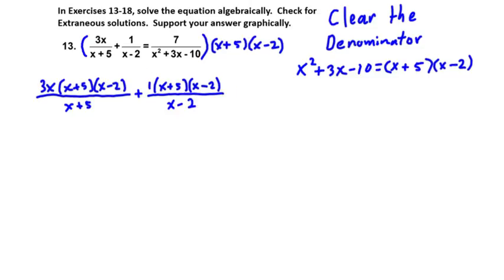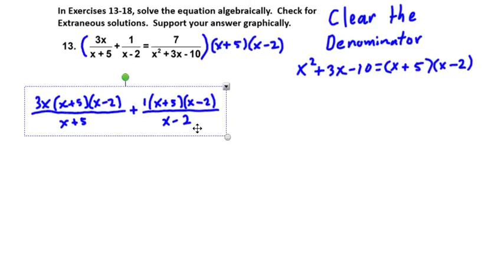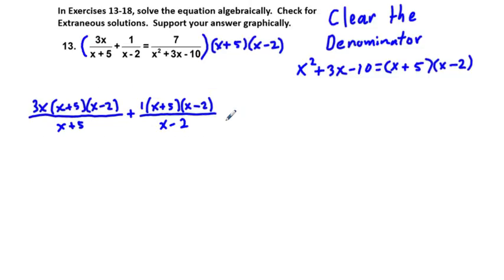And then, I'll move this down here a little bit, give ourselves a little more room to work with. And then on the right side of the equation, we have this 7 times quantity x plus 5 times quantity x minus 2, all over this x squared plus 3x minus 10.